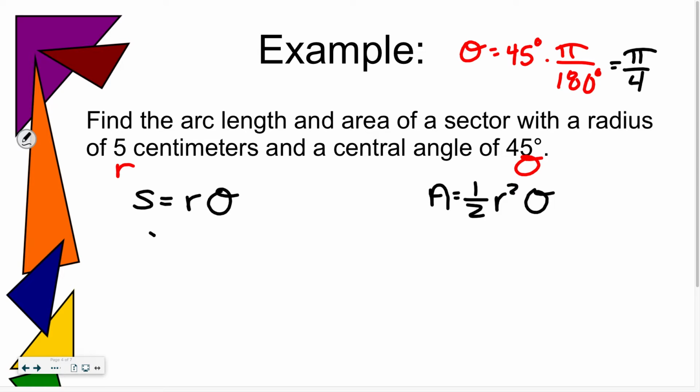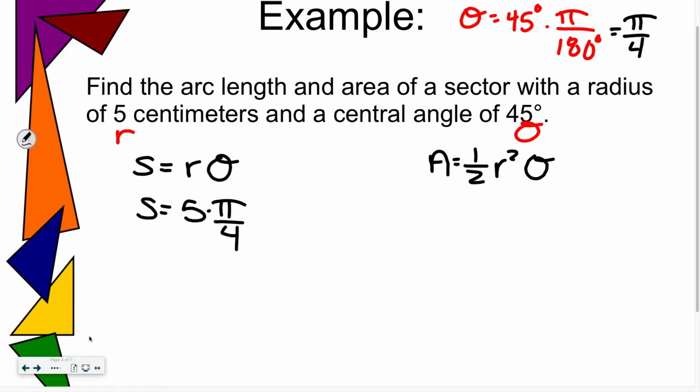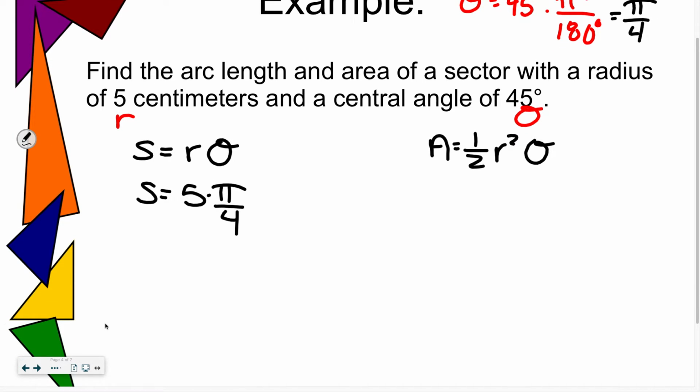Okay, so arc length, 5 times pi over 4. And if you wanted to leave it exact, you could say like 5/4 pi or 5 pi over 4.